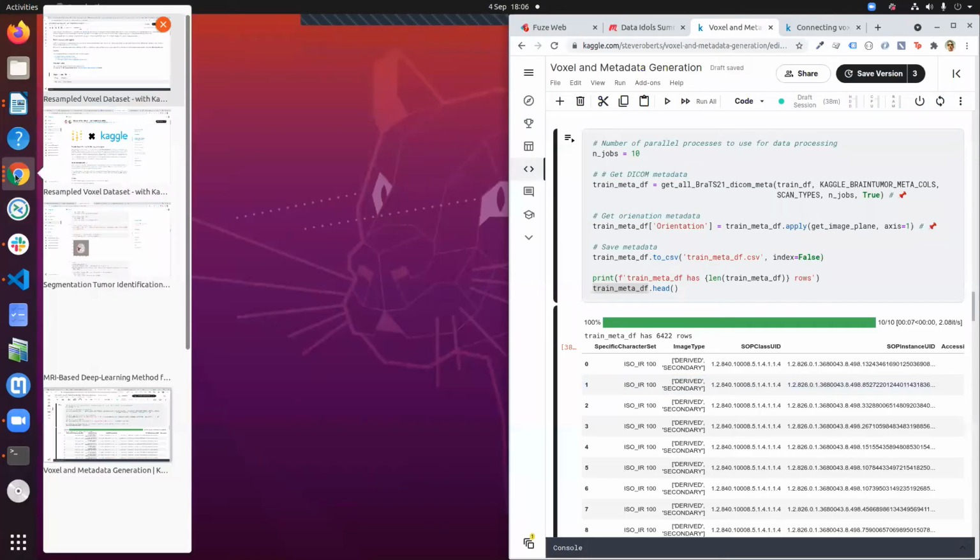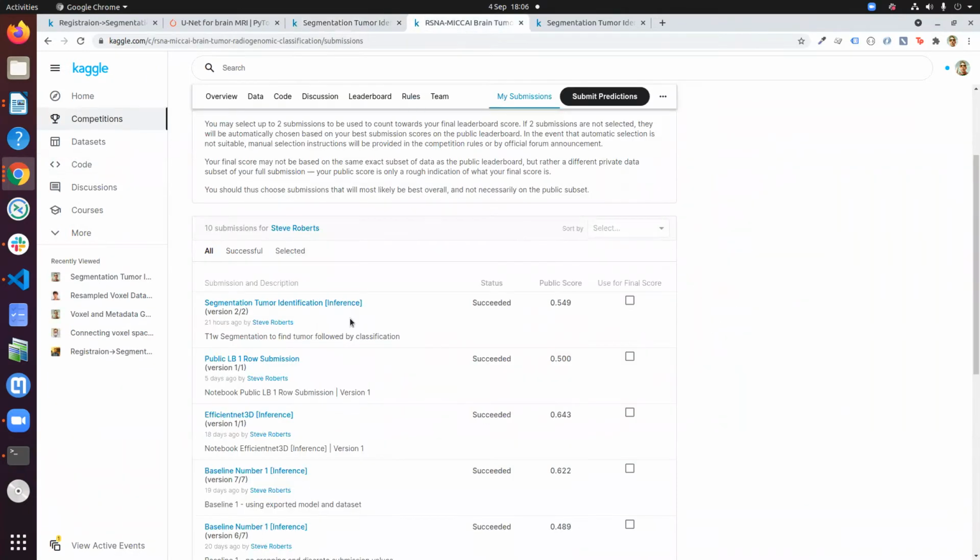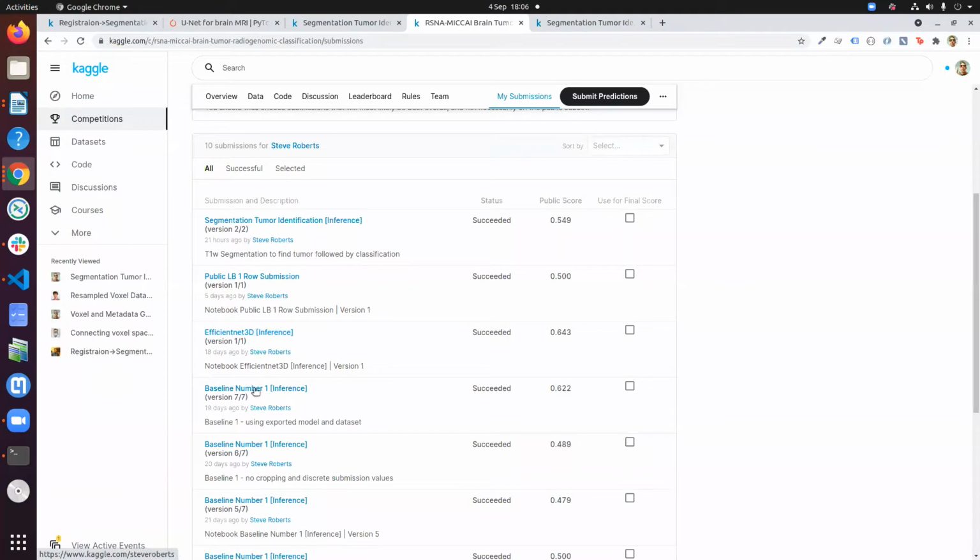Basically, I was just continuing with the idea of trying to run segmentation and then run classification. Can you see my screen here? Yes. So there's a notebook I'd run before, which was the EfficientNet 3D.